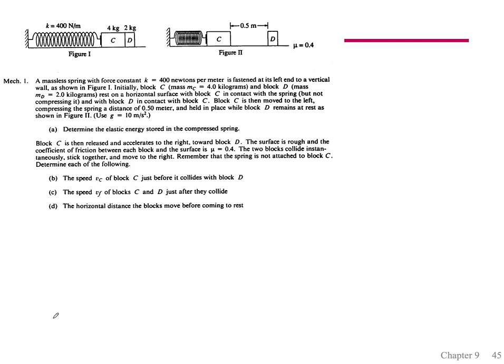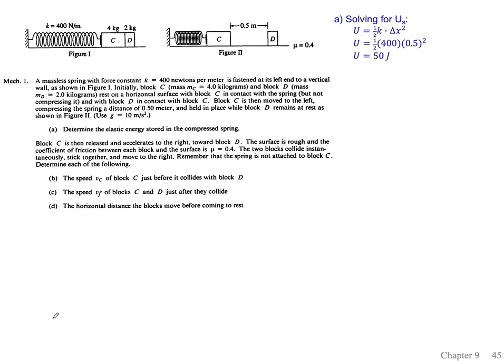Block C is then moved to the left, compressing the spring a distance of 0.5 meters, and held in place while block D remains at rest, as shown. Use g equals 10. Determine the elastic energy stored in the spring. So again, remember, elastic potential energy is just 1/2 k delta x squared. So plugging in our numbers, we get 50 joules.